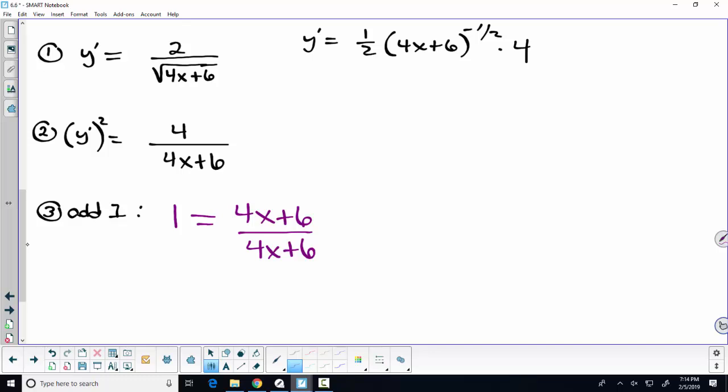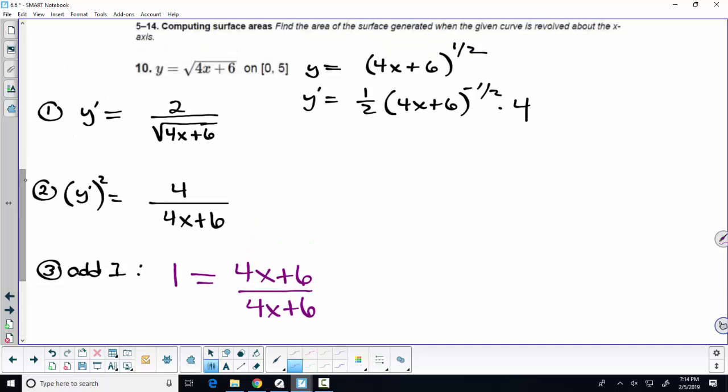Yeah. You multiplied by 4 from the chain rule. Wouldn't it be 8 over root 4x plus 6? No, because it's 1/2. Remember, the power comes down, so that 1/2 is there times that 4.